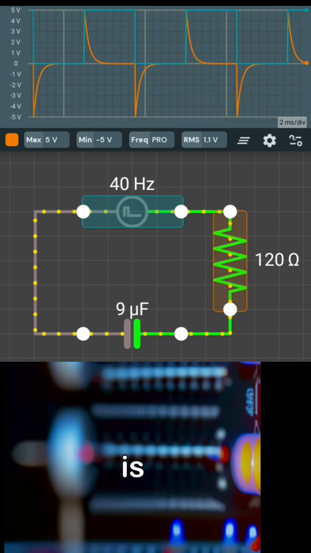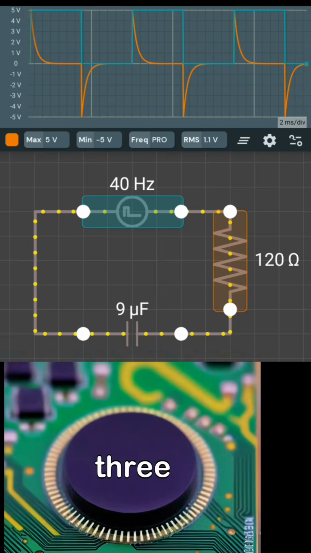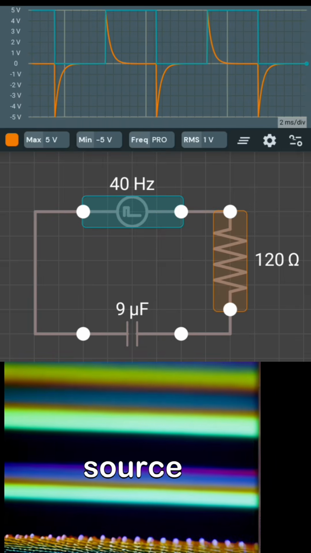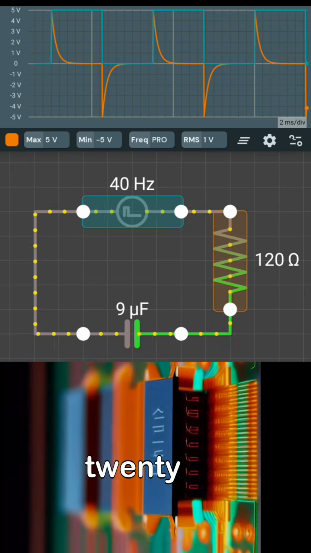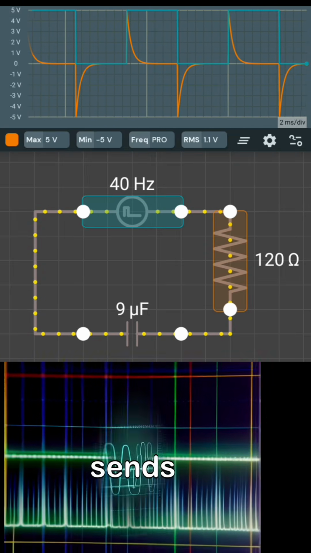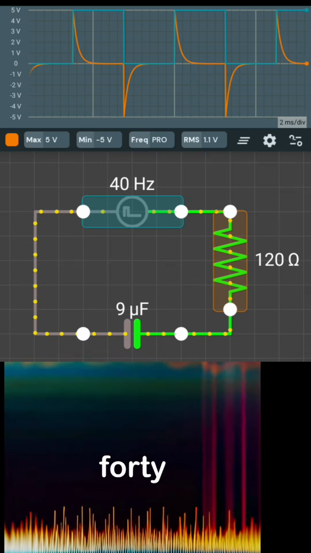Hi friends, here is a very simple explanation of RC differentiator. This circuit has three main parts: a square wave source, a capacitor of 9 microfarads, and a resistor of 120 ohms. The square wave source sends a signal that goes up and down very quickly. This signal has a frequency of 40 Hz.